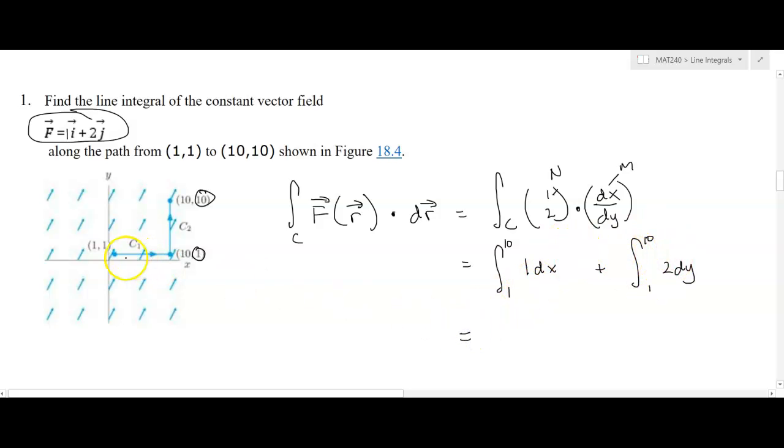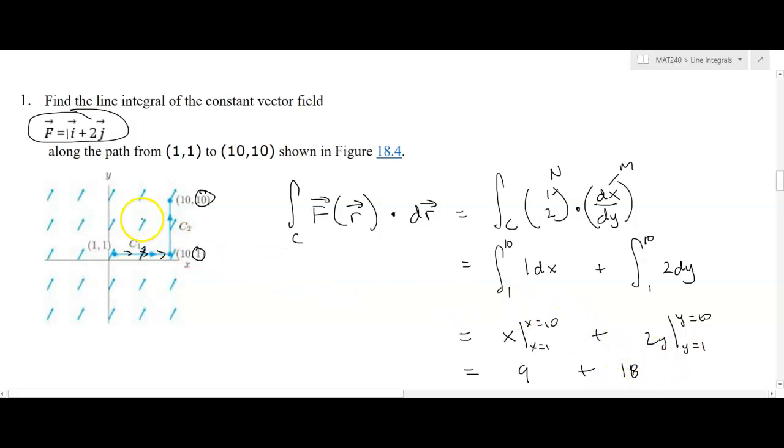So in this first piece we only need to compute the x change, and in this second component we compute the y change. You can see that the angle between vectors along our curve and the actual flow vectors is always between 0 and 90 degrees, so we should expect a net sum that is positive. The integral of 1 dx is x evaluated from x equals 1 to x equals 10, plus the integral of 2 dy, which is 2y evaluated from y equals 1 to y equals 10. This gives 10 minus 1 is 9, added to 20 minus 2 is 18.